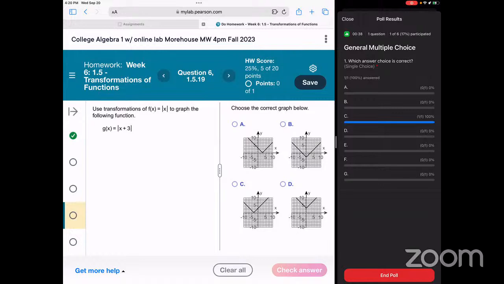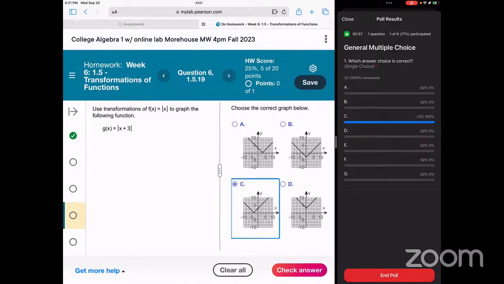Okay, so I got at least one vote for C. Let me see. Plus 3 on the inside should be a horizontal. Okay, C is promising. And it should be the reverse of our intuition, so it should go left by 3. Okay, I can get down with that. Let's see. Check. Cool. Okay.